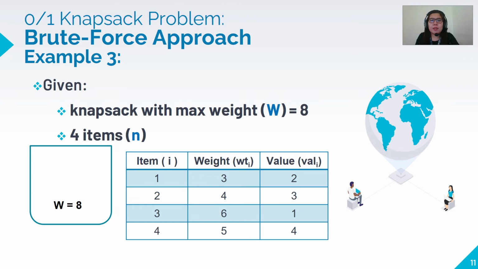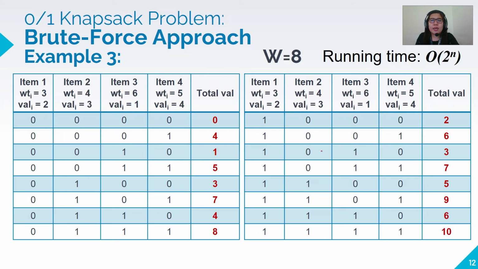Another example, continuation ng example number 2, but this time nadagdagan ng isang item. So, naging 4. So, our possible combinations, we have 2 raised to 4. So, 2 times 2, 4 times 2, 8 times 2, 16. So, we have 16 combinations. In order to do that, we'll divide 16 by 2. So, we have come up with 8 zeros and 8 ones.